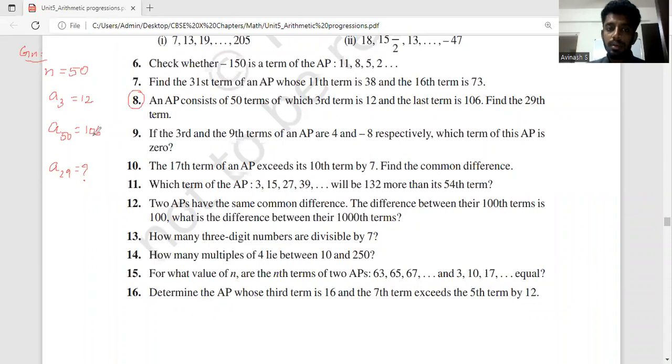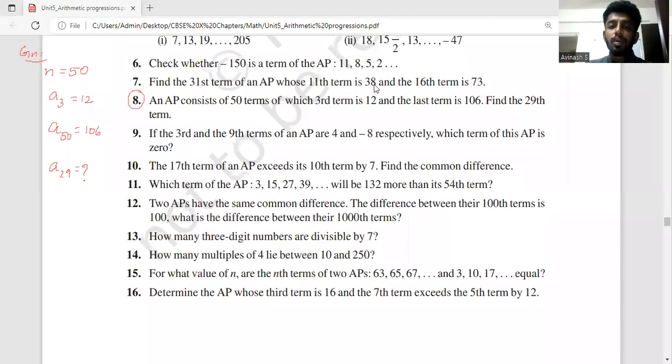So this is very important. I repeat the given conditions. They have clearly mentioned the third term is 12, so we write A3 equal to 12. And the last term is 106. Usually when they give us the last term is 106, we write AN equal to 106. But here they have given that there are 50 terms, so out of 50 terms, the last term will be the 50th term. So A50 is equal to 106. And we are supposed to find the 29th term.